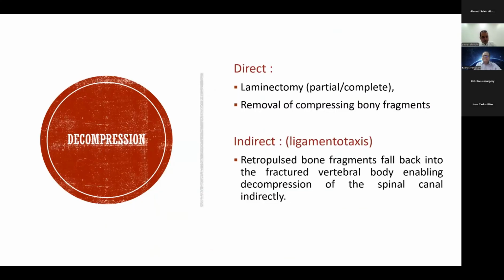Once you've done fixation, decompression can be done two ways. One is direct decompression and one is indirect decompression in traumatic spine. In a direct decompression, one does a simple laminectomy and removes the compressing bony fragments. In an indirect decompression, it is ligamentotaxis, if the posterior spinal ligament is intact. I'll explain diagrammatically what we mean by indirect decompression.